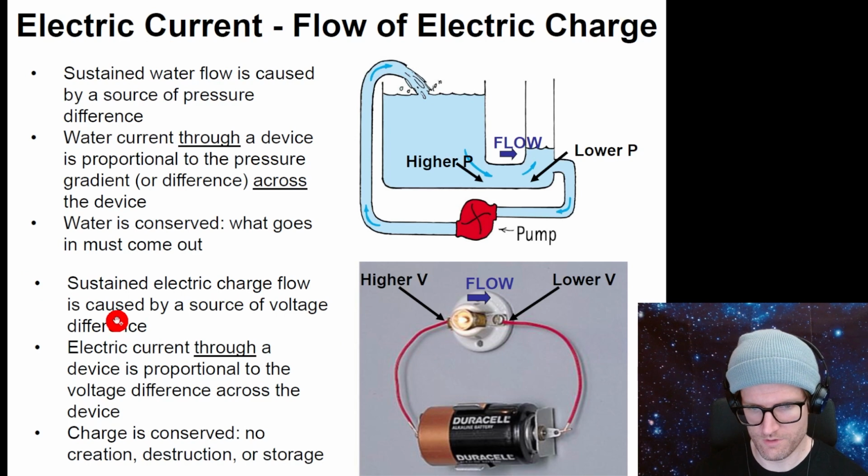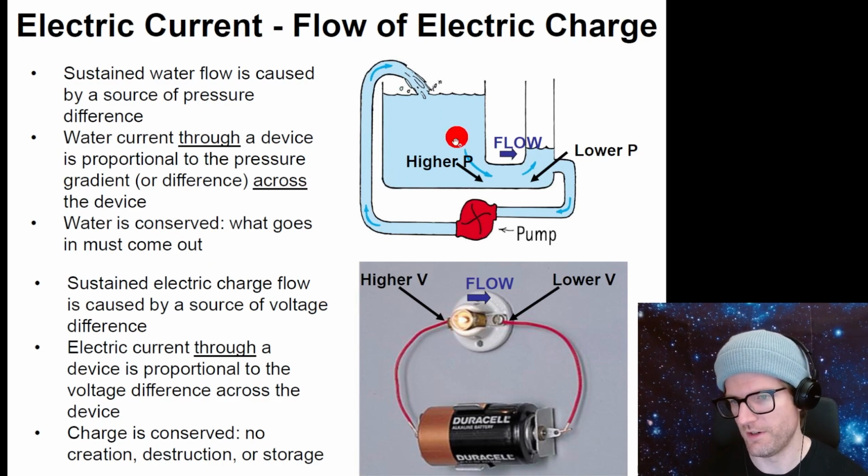Sustained electric charge flow is caused by a source of voltage difference. Yep, so we said that. So pressure is like voltage. Electric current through a device is proportional to the voltage difference across the device. So pressure difference is like voltage difference. And then charge is conserved, no creation, destruction, or storage. So because no water is destroyed, here it just flows through the circuit.